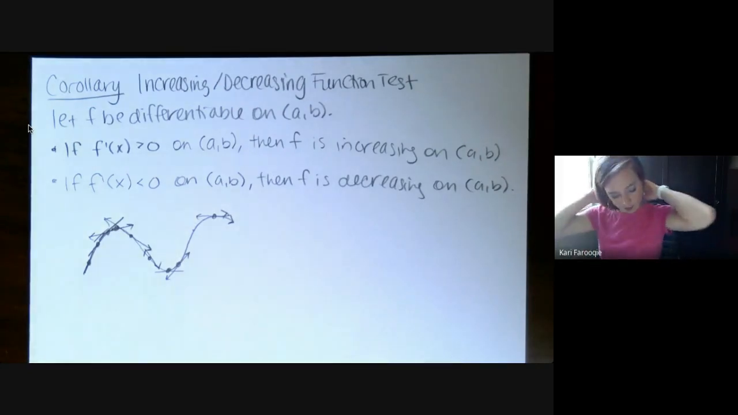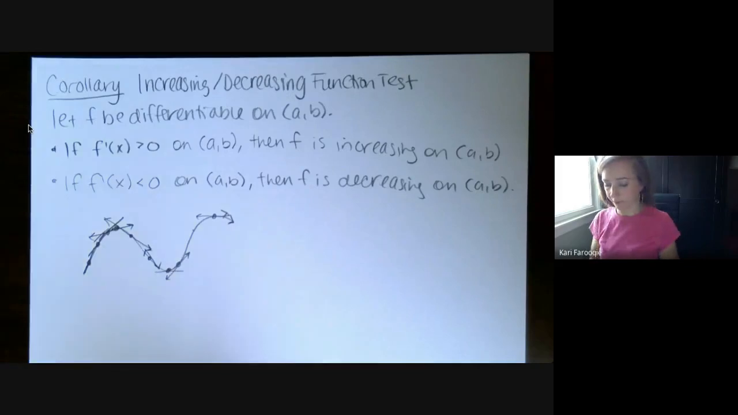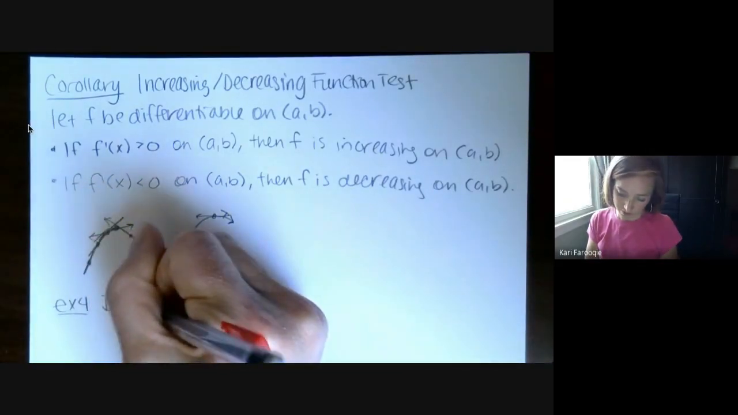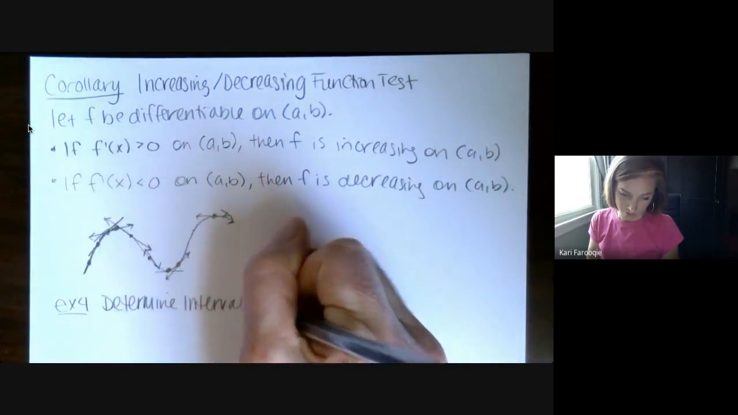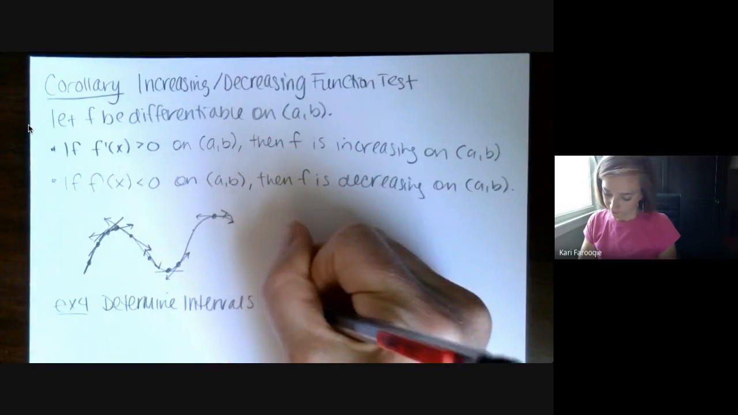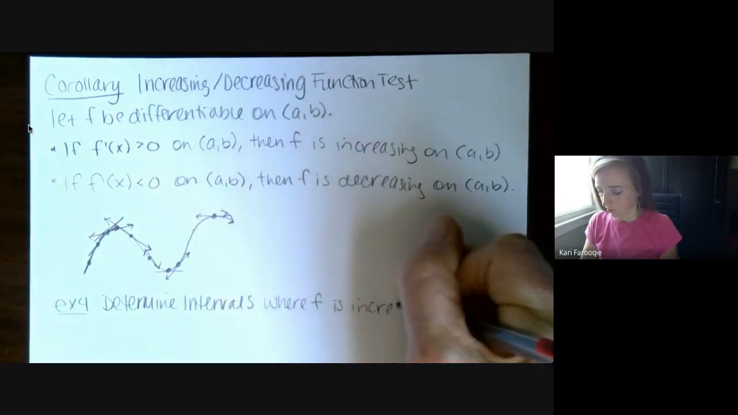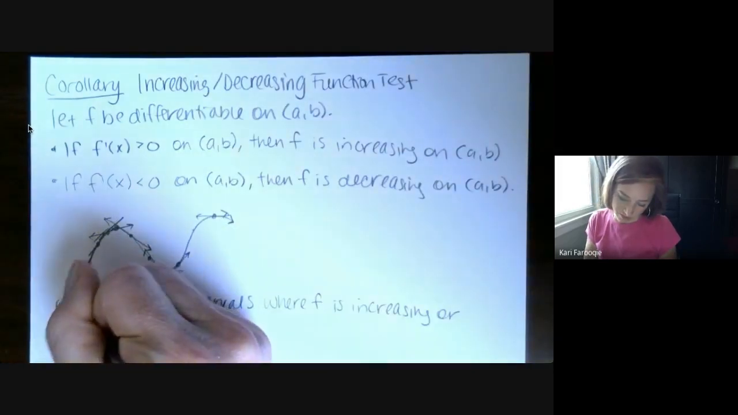So we're going to use this now with our discussion of critical numbers from last time. Example 4. Determine intervals where f is increasing or decreasing.